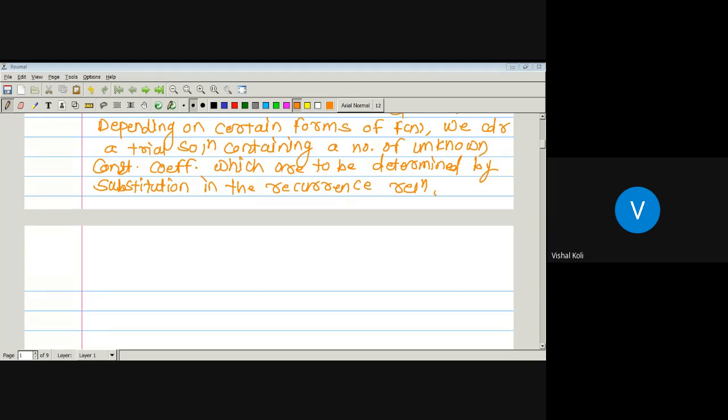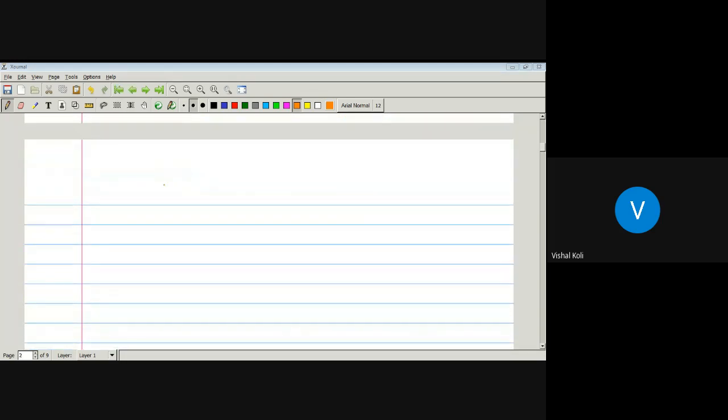Okay, we will construct one table where we take the form of f of n and its trial function. Suppose f of n is nothing but b raised to n, where b is any constant and this b is not a root of our given auxiliary equation, that is, b is not a root of the characteristic equation.